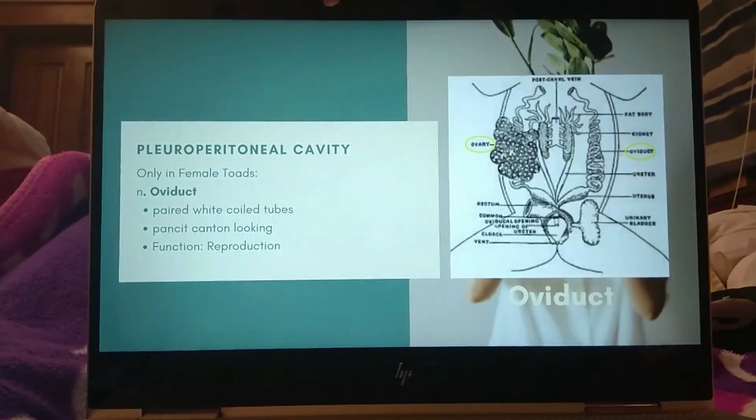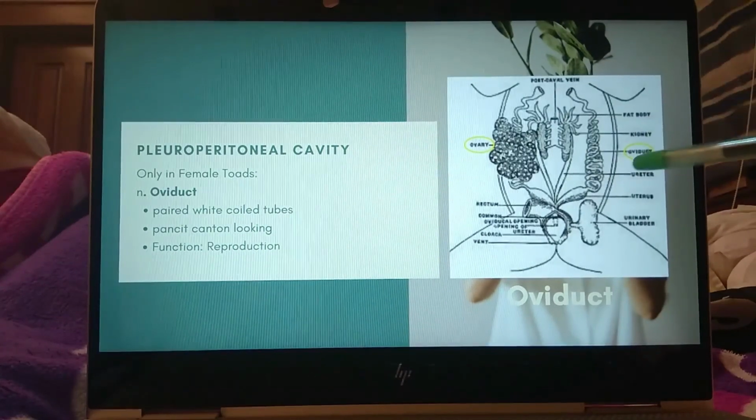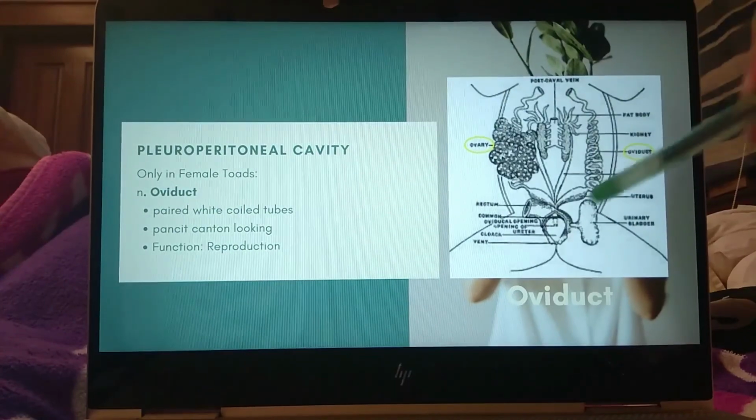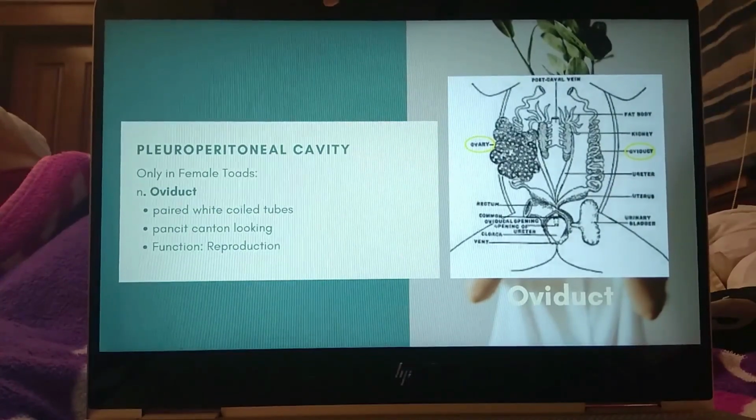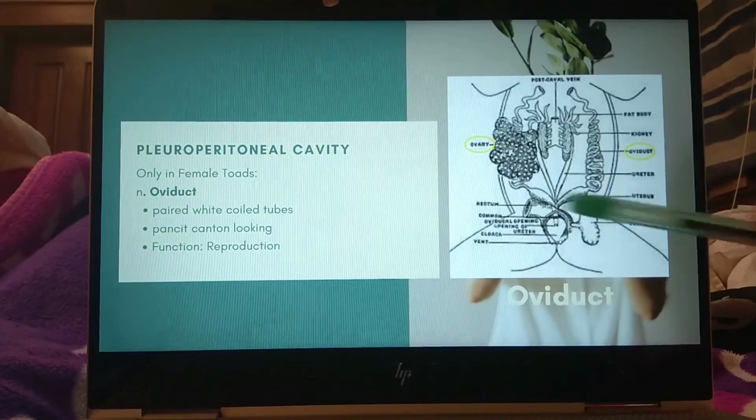And last, we have the oviducts, which are paired white coiled tubes that are lateral to the kidneys. Oviducts, ovary. To put it simply, they are the pancit canton looking organ that are also used for reproduction.